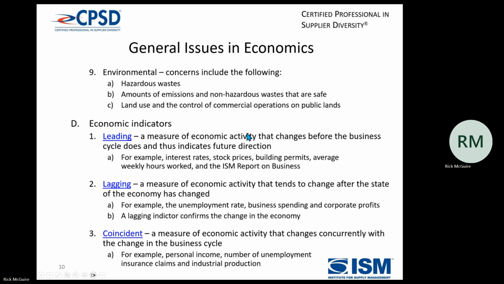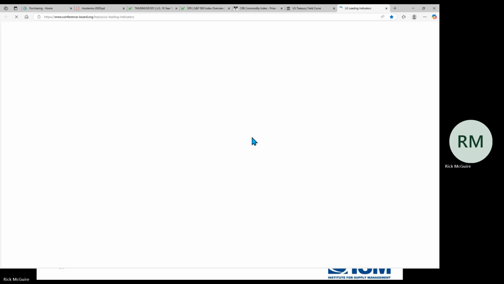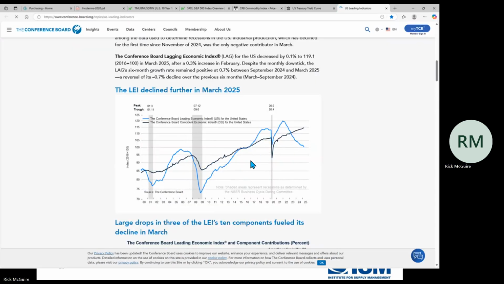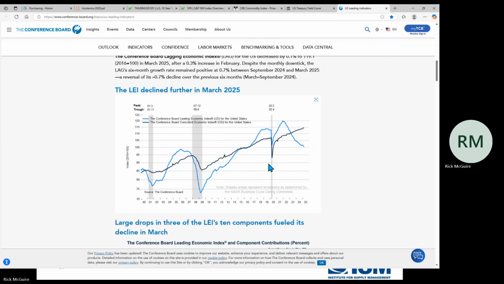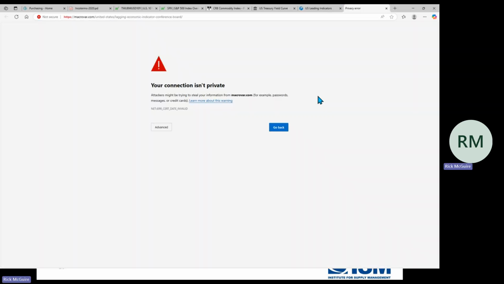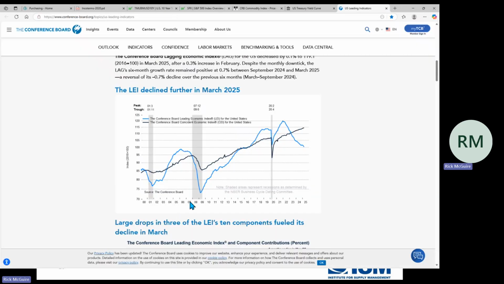Here's a next spot that will plot the LEI for you. Well, this is 2020. And it's continued down for quite some time. And then lagging are things that, okay, it's not going to let me go there.